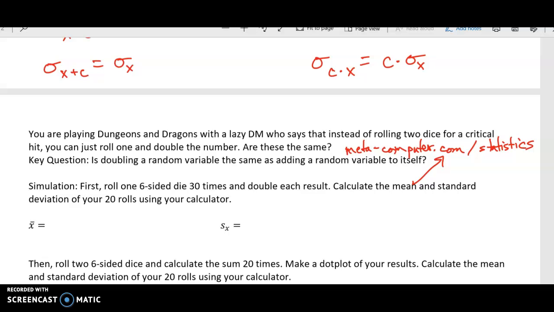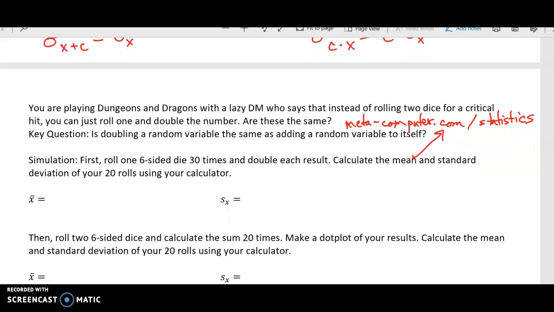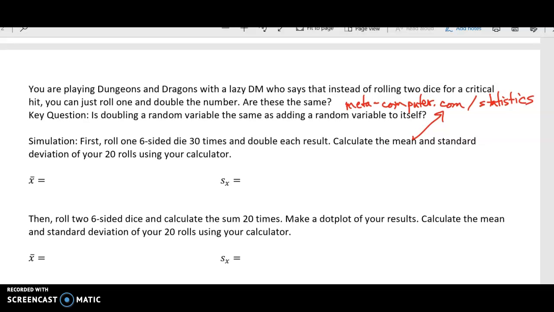So you have to write those down somewhere. Calculate the mean and standard deviation of your rolls using your calculator. Well, this thing. Right. So I did that. My original mean was 3.7.